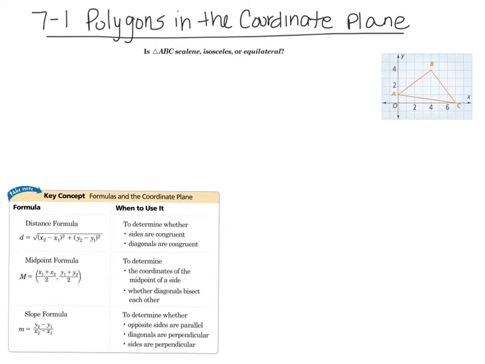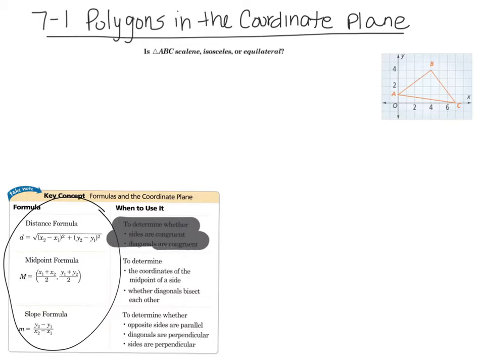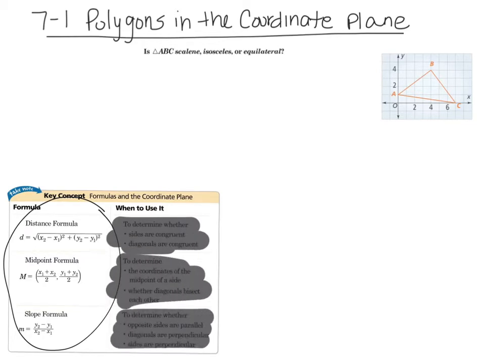In order for you to be successful in this chapter, knowing all of these formulas right here is going to be very, very important. So I suggest writing everything down here because it actually helps you out and it tells you when it is going to be helpful to use these different formulas. So for example, the distance formula is useful when you're trying to figure out if the sides are congruent and if the diagonals are congruent.